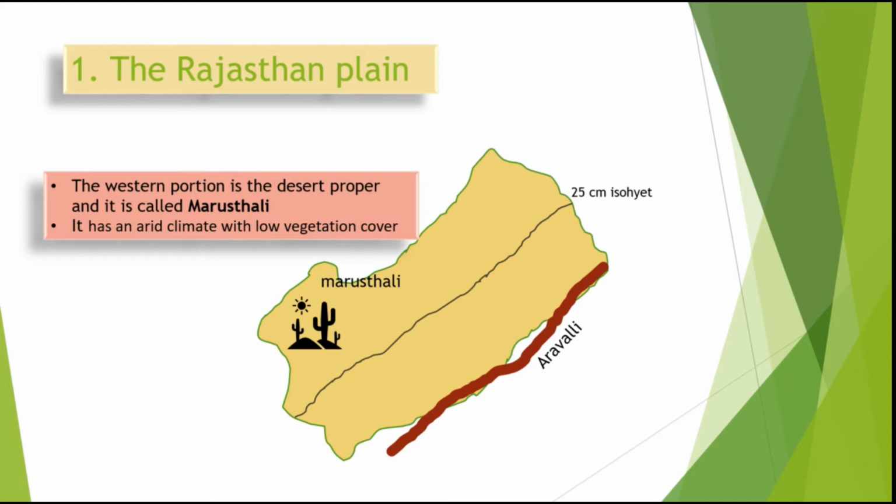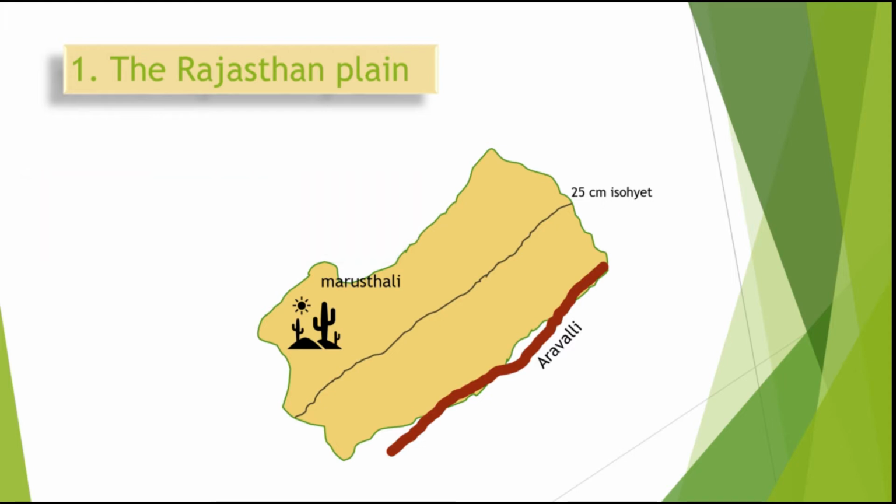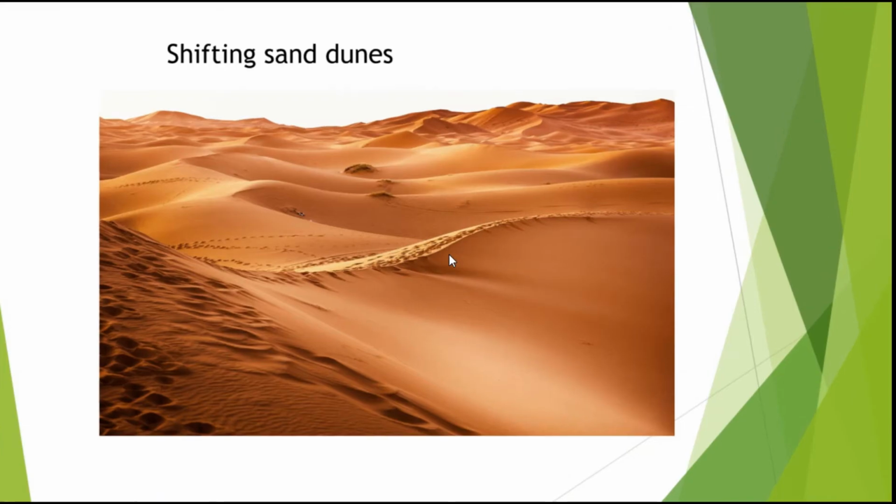It has an arid climate with low vegetation cover. The eastern part is known as Rajasthan Bagar. Marustali is sandy, whereas Rajasthan Bagar is rocky. Marustali is covered by shifting sand dunes, which are locally known as Dhrian.